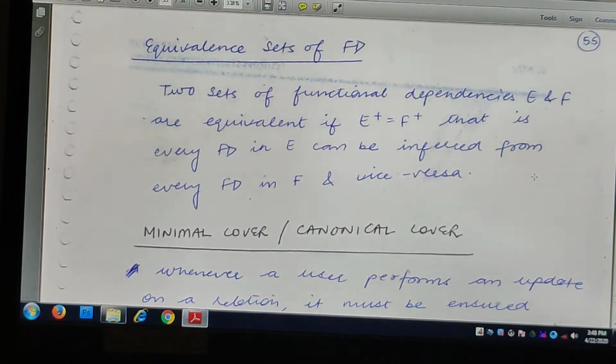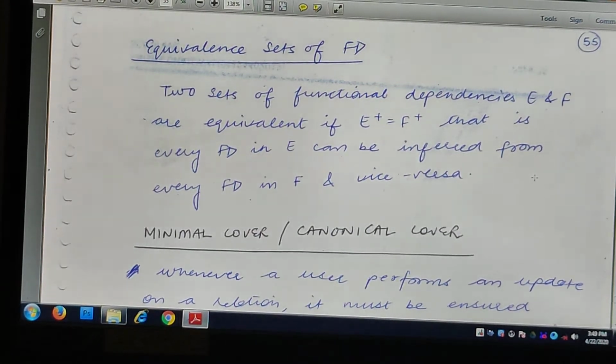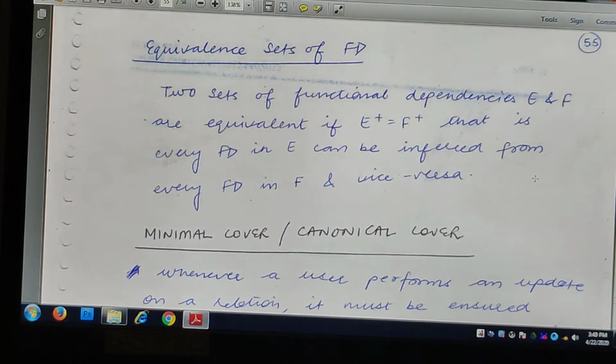Suppose I have two sets of functional dependencies E and F. They are said to be equivalent if the closure of E and F, denoted by E plus and F plus, are equal. Closure means all the functional dependencies that I can conclude or imply by applying the Armstrong axioms to my initial set of functional dependencies.